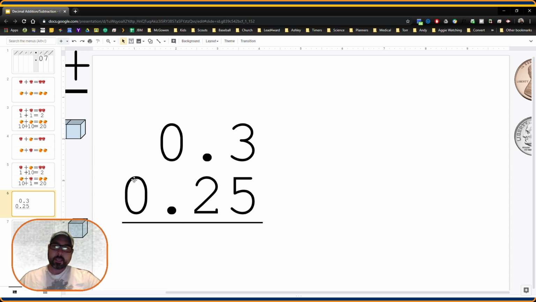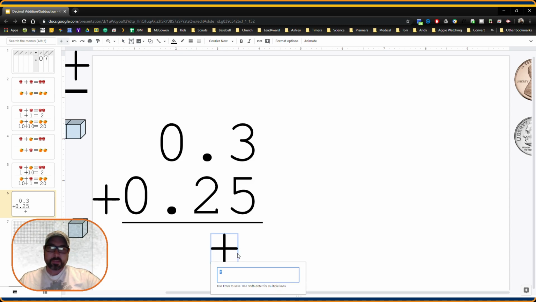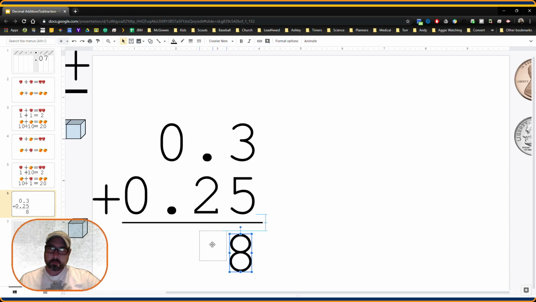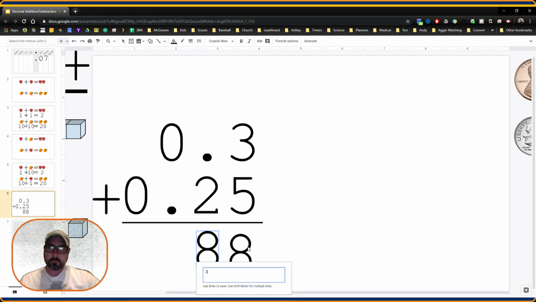Now, before we do that, let's go ahead and add this together as it is right here. Okay, so 3 plus 5 is 8. And 2 plus nothing is 2. There should be a decimal point because there's a bunch of decimals. I'm going to put a decimal there, and I'm going to end up with an answer of 28 hundredths.